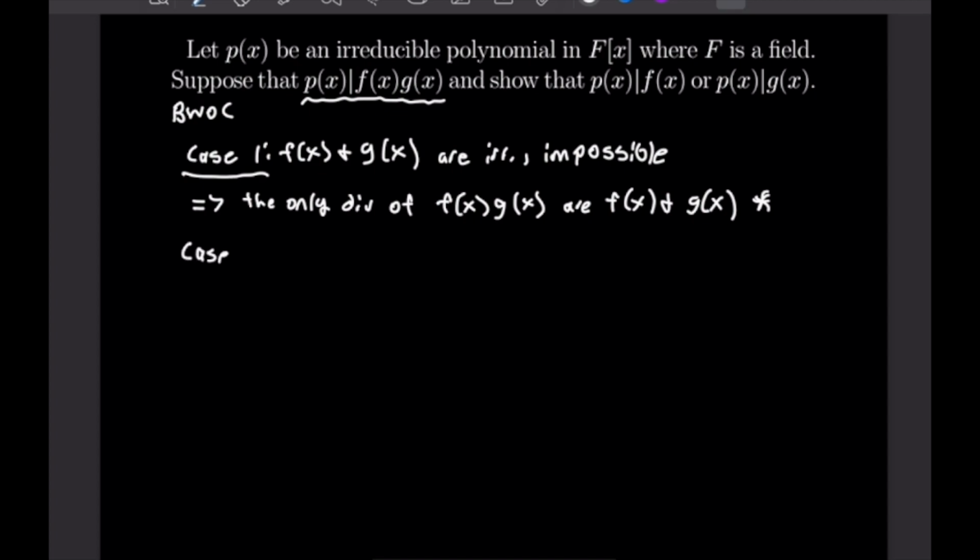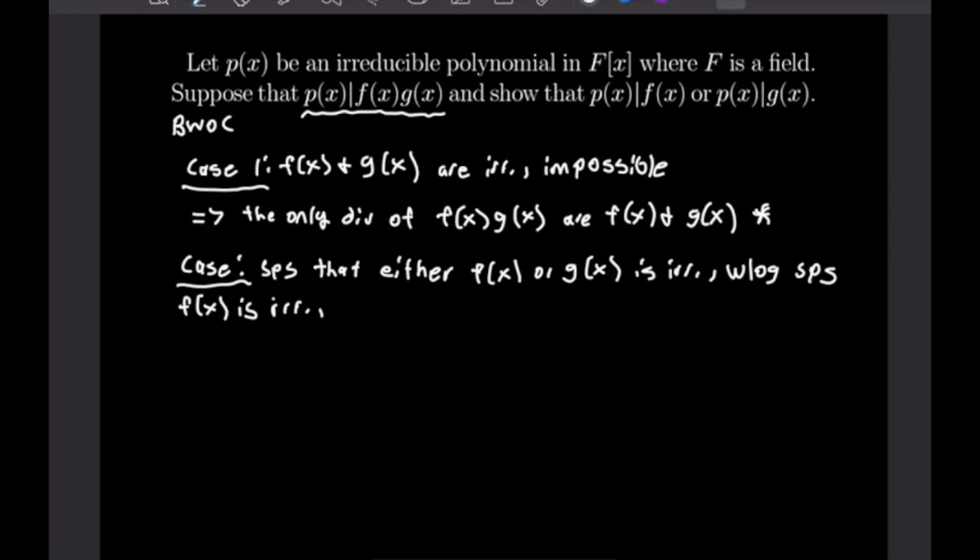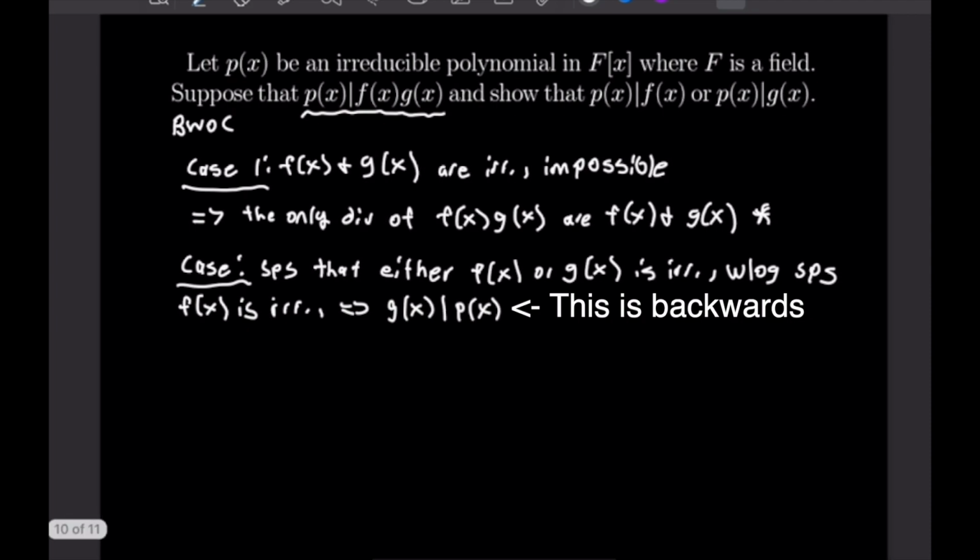So then for case 2, let's suppose that either f of x or g of x is irreducible, so that only one of them is irreducible. And without loss of generality, let's suppose that f of x is the irreducible one. Well, if f of x is irreducible and p of x divides the product of f of x and g of x, that immediately implies that g of x must divide p of x. And without loss of generality, that would also mean, if we suppose that g of x was the irreducible one, that f of x would divide p of x. Oh, and this is case 2.